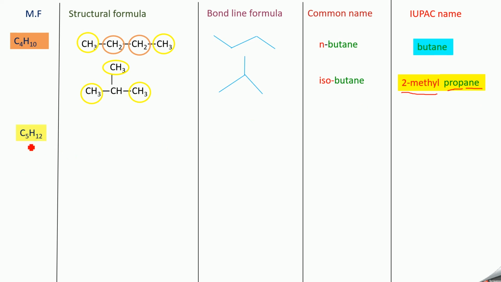Now for the next member, C5H12. For this we can write a chain like this, a straight chain. 5 carbon atoms can be in the straight chain, or you can have 1 branch with 5 carbon atoms, or 2 branches with 5 carbon atoms. So these are the possible chains we can write.